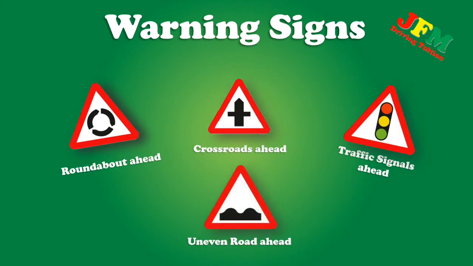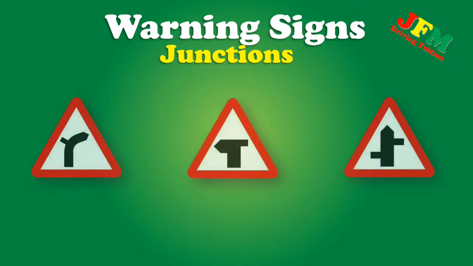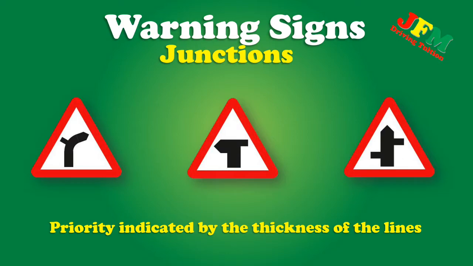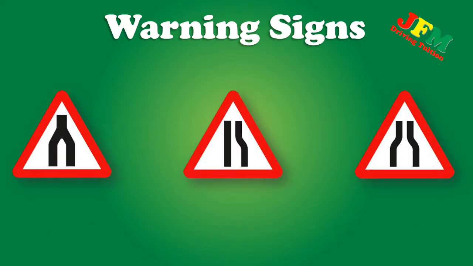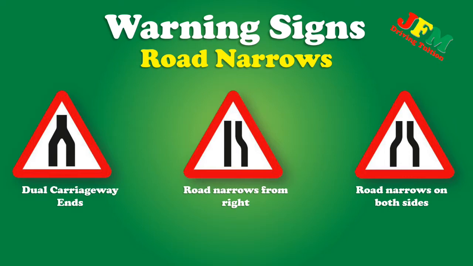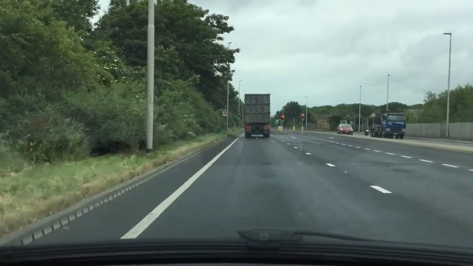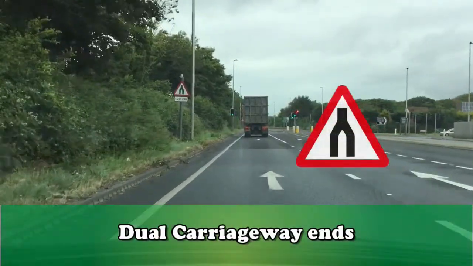Triangular signs are warning you of an upcoming hazard and are always red. They will usually include a symbol showing the type of hazard to expect. Warning signs for junctions typically show the road with priority as a thicker line, whereas these three signs all warn of the road narrowing ahead. The sign on the left indicates that a dual carriageway is coming to an end, whereas the sign in the middle shows that the road is narrowing from the right. The sign on the right indicates that the road is narrowing from both sides. This is how they may appear when you're on the road.